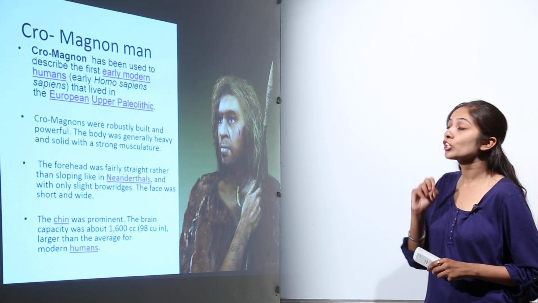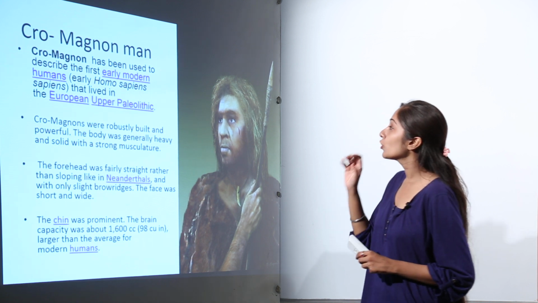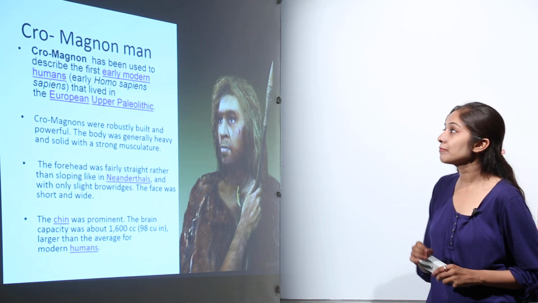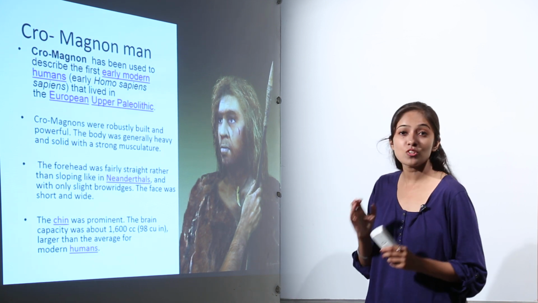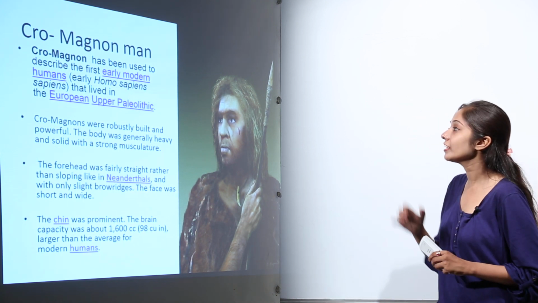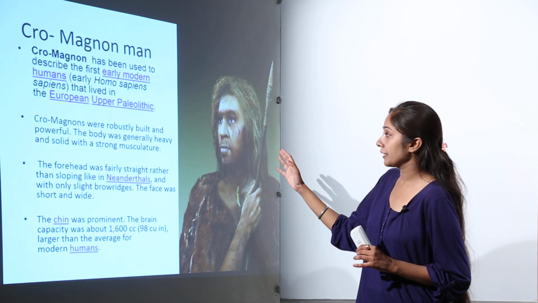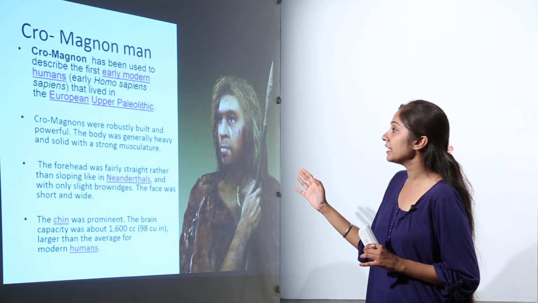Then next we have the Cro-Magnon Man. Cro-Magnon Man has been used to describe the first early modern humans, the early Homo sapiens that lived in the European Upper Paleolithic. Cro-Magnons were robustly built and powerful.